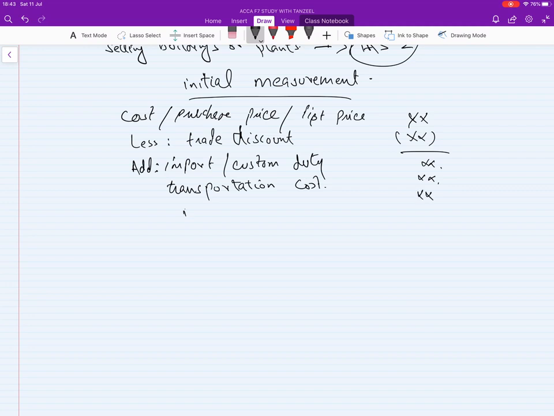Insurance, in transit only. Like some assets are too delicate, so you put insurance on them. If they get damaged, it must be covered by the insurance. Some assets are too fragile, too easy to break or get damaged, so in order to secure them, you insure them. That insurance in transit, you can add in the initial cost.